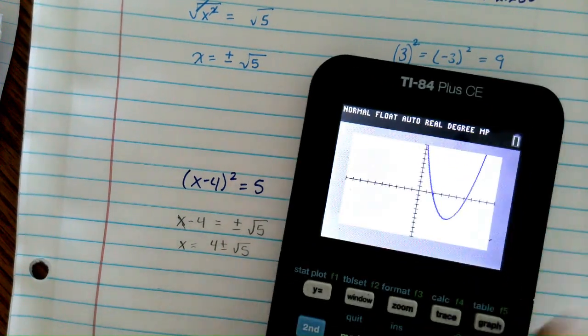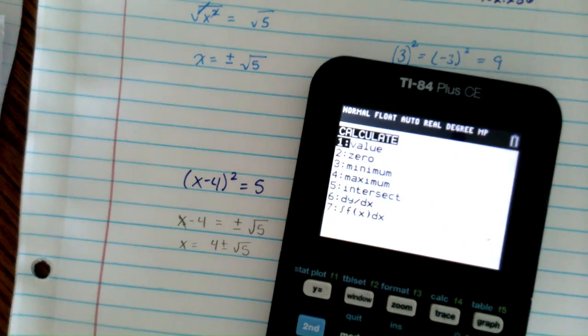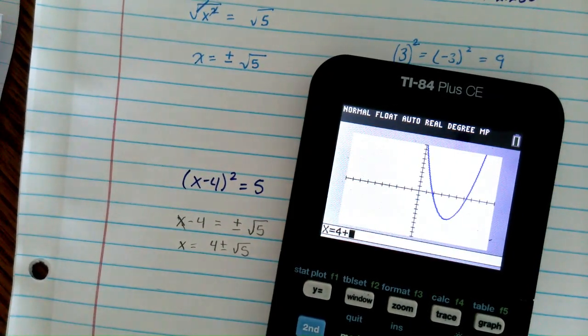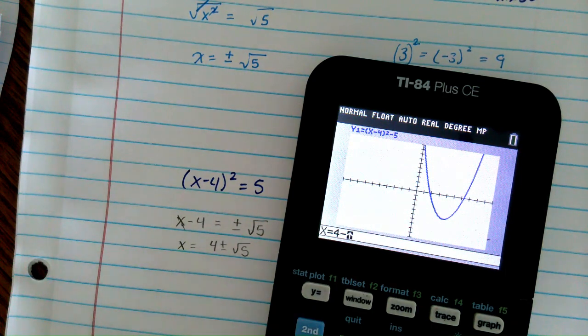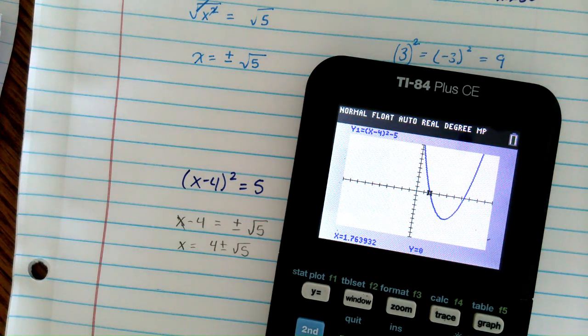Okay, so now let me check with my calculator. So I'm going to calculate a value. 4 plus the square root of 5. So see how I just typed it into the x equals line on my graph? Worked out perfectly. What about 4 minus the square root of 5? That also worked out perfectly on my graph. My calculator took care of substituting, and I can definitely see that those are the x-intercepts.